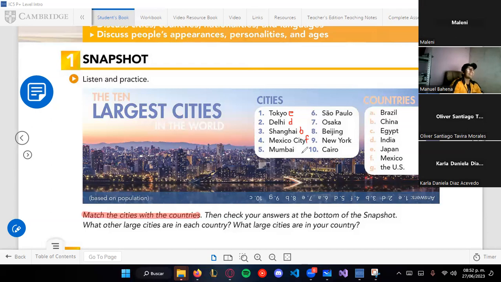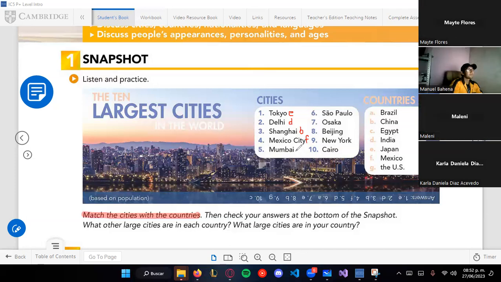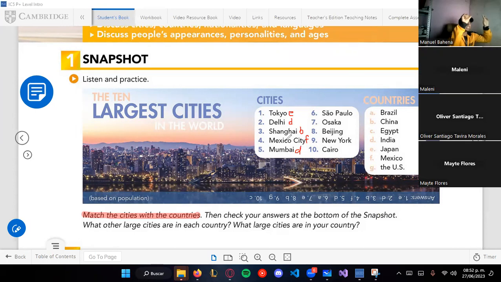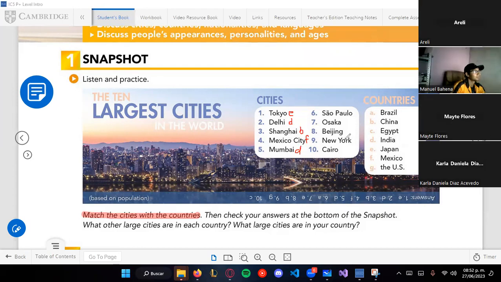Number five. India? Mumbai? Mumbai, number five, Mumbai. India, yes, excellent. Okay, Oliver, yes, that's also perfect. Muy bien. Number six, who wants to say it? Okay, Arely, number six. Sven, you're number seven. Brazil. Sao Paulo, Brazil, yes. Perfect. Number seven, Swen. Osaka. Japan, yes. Osaka, Japan. Excellent. Number eight, número ocho.